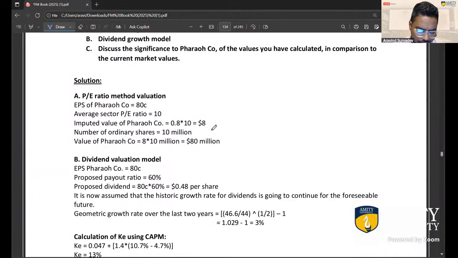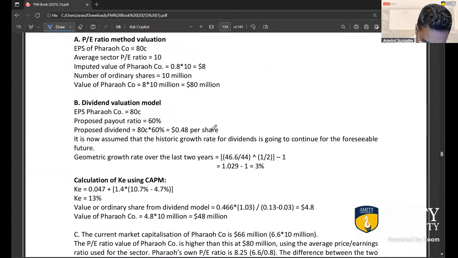There's a problem with the answer. See, the proposed dividend was fine, but from here they made a mistake. They were trying to find the historic rate of dividends. Absolutely cool. But what they did was they took 46.6.